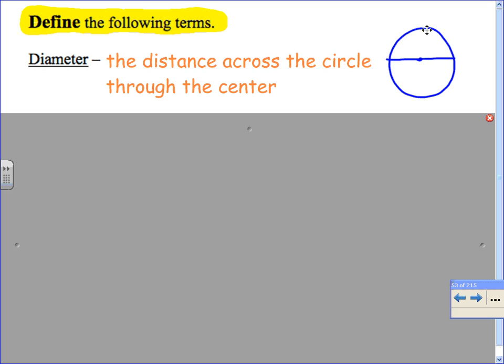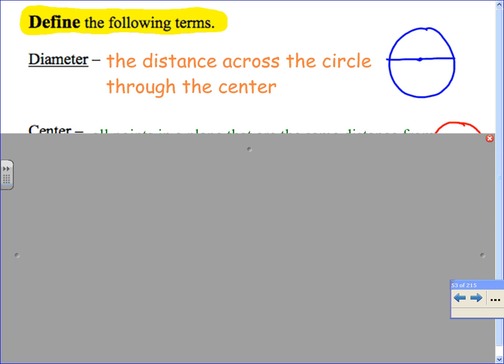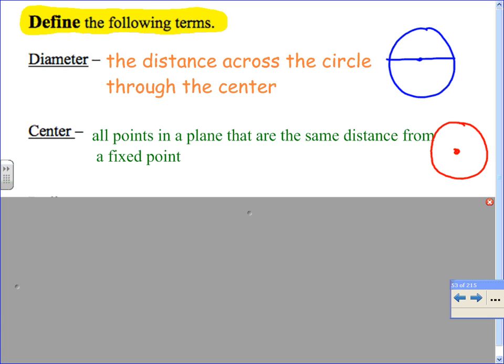Yes, but a chord is not always a diameter. So a center is all points in a plane that are the same distance from a fixed point. Common sense: we could be standing in the center of the room. If this was the center of the room, I would be the same distance from all points in the room.